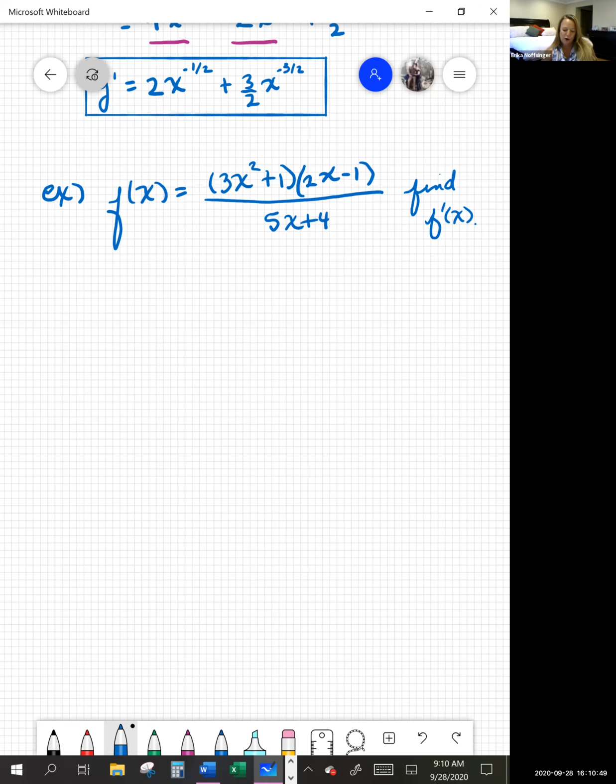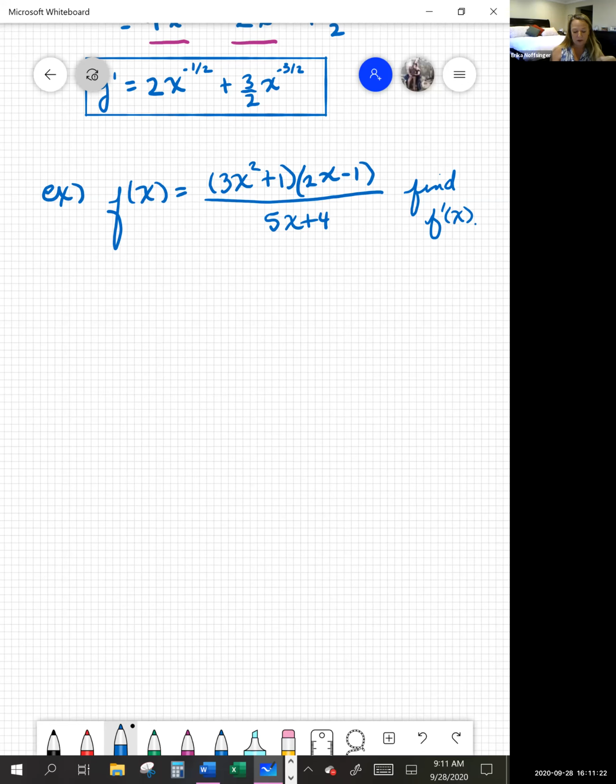So we're looking at more examples of using quotient and product rule. Looking at this example, f of x equals the quantity 3x squared plus 1 times the quantity 2x minus 1, all over the quantity 5x plus 4. In the form that it's written right now, I'm going to have to use the quotient rule. And within that quotient rule, when I take the derivative of the numerator, I have to use the product rule.